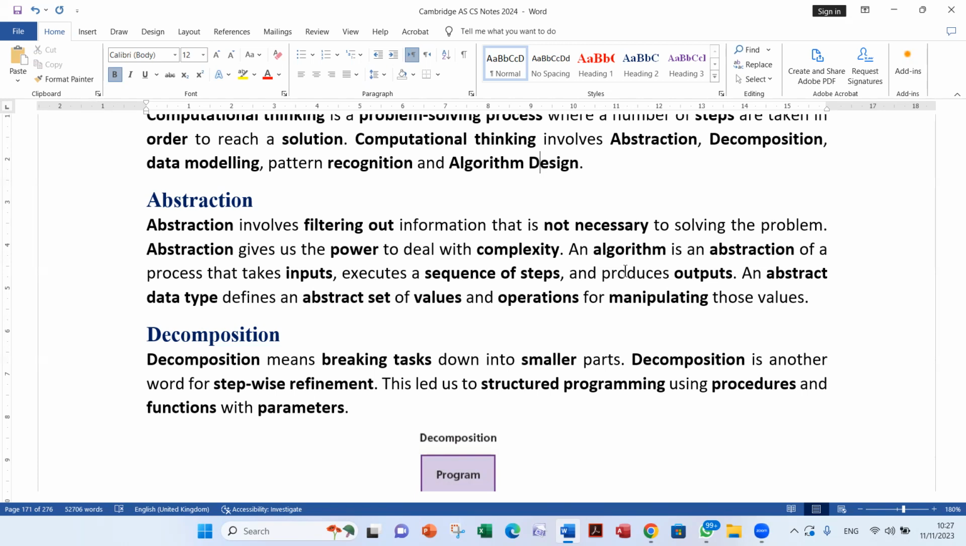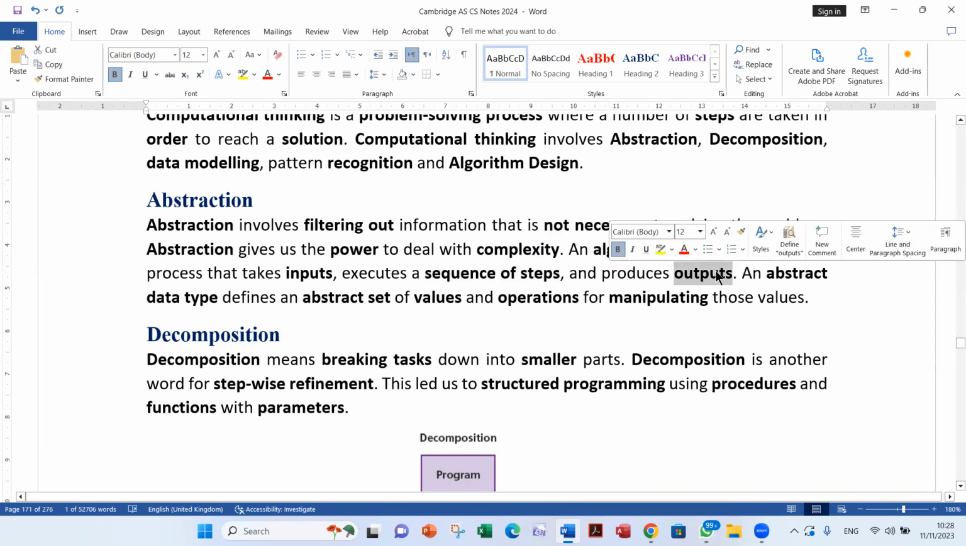An algorithm is an abstraction of a process that takes input. Anything in programming takes input, executes a set of steps, and produces output. So with any program, definitely there will be some inputs. That input for my example would be the marks for 30 students. That's going to be the input.